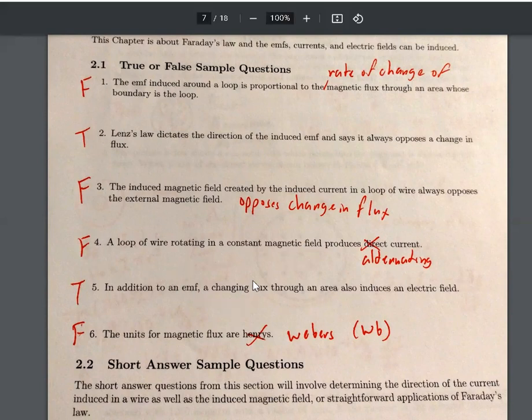So in addition to an EMF, a changing flux through an area also induces an electric field. That's true. That's just another way of stating Faraday's law. Because there's an EMF, that means there's something that actually pushes the electrons around, and that thing is the induced electric field. Now, the units for magnetic flux are Teslas times meters squared, which is what we define to be a Weber.